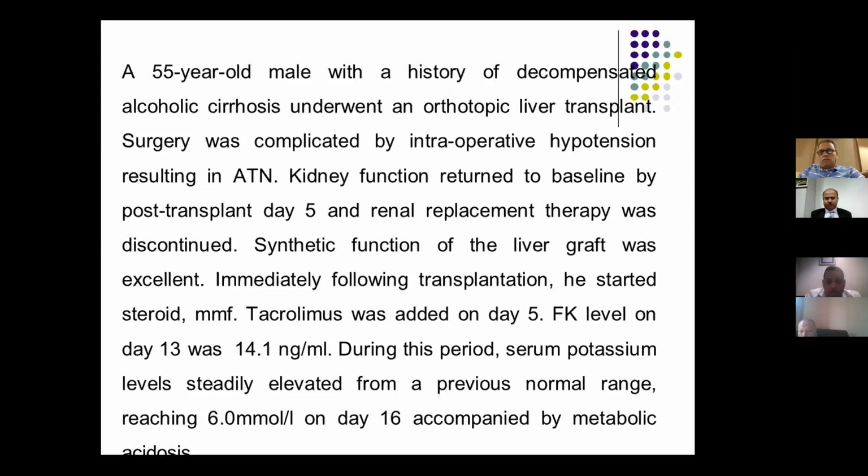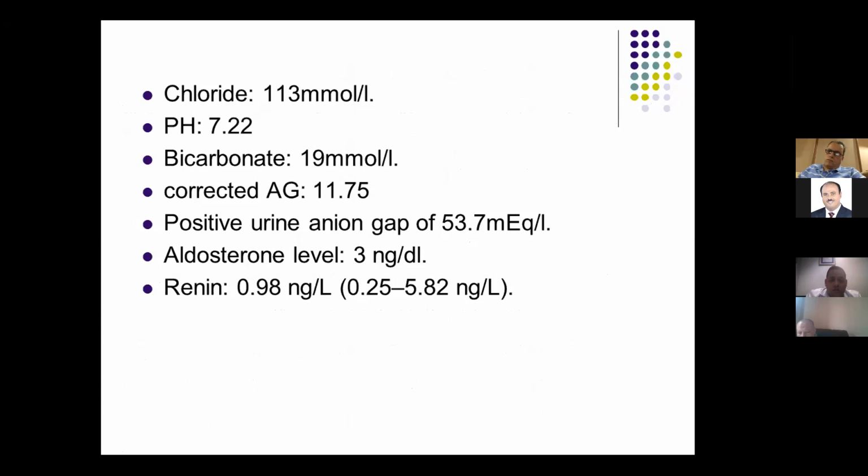FK level was 14.1 nanogram per milliliter on the 3rd day post-transplantation. Potassium at that time was elevated, and also there was metabolic acidosis. Bicarb was 18 and potassium was 6 on the 16th day post-transplantation. This is his acid base. There was a hyperchloremic metabolic acidosis with the corrected anion gap according to Figge equation of 11. There was a positive urine anion gap. Aldosterone level was low normal, and also renin was low normal.